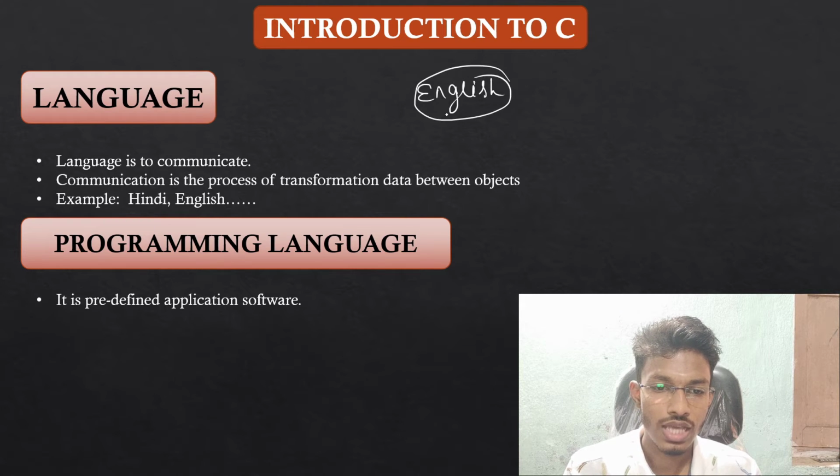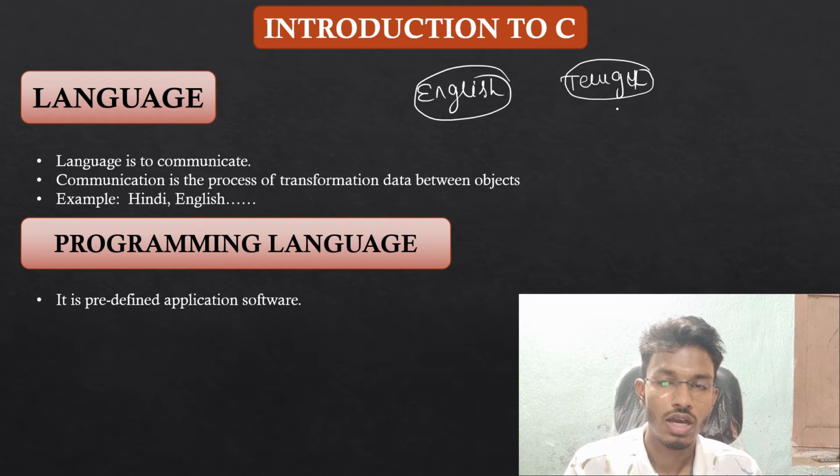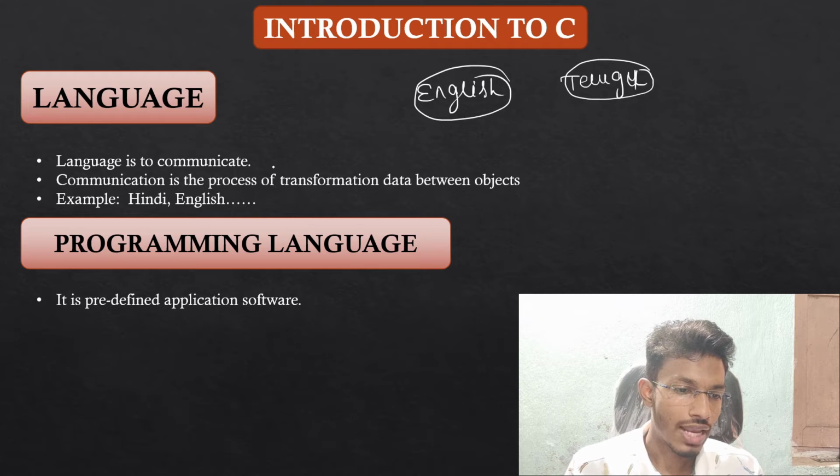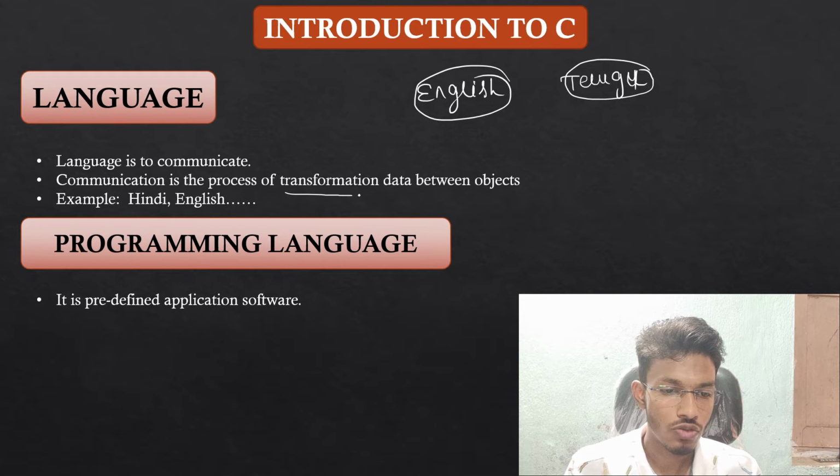Okay, so this is a language. Some people will communicate in Telugu, so that is nothing but your way of communication. That person is communicating with a specific language called Telugu, right? So this is called a language. Language is nothing but a way to communicate, and communication is a process of transferring data between objects. For example, you can take Hindi and English.